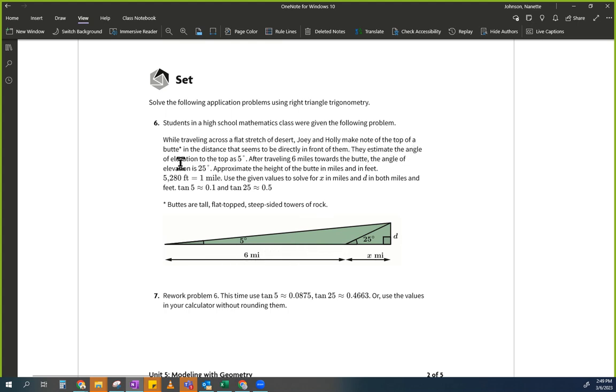Joey and Holly make note of the top of a butte in the distance that seems to be directly in front of them. They estimate the angle of elevation to the top is 5 degrees. So the angle of elevation is the angle when you are staring perfectly horizontally across, represented by this side here, and then you tilt your head up a tad to look at the top of something. There's a device, I think it's called a clinometer or something like that, that will measure that angle for you. So you can measure the top of a flagpole and grab that angle of elevation.